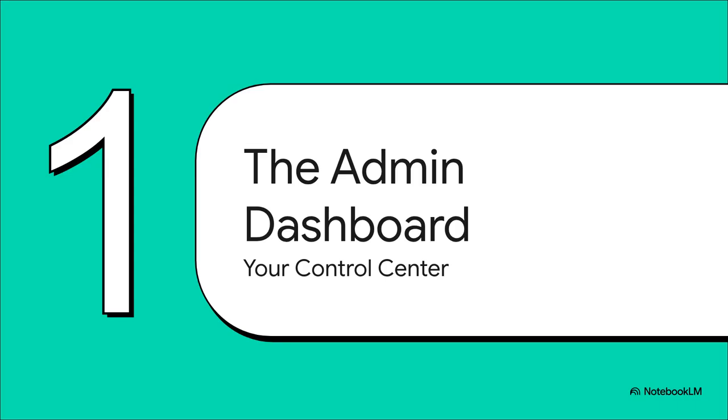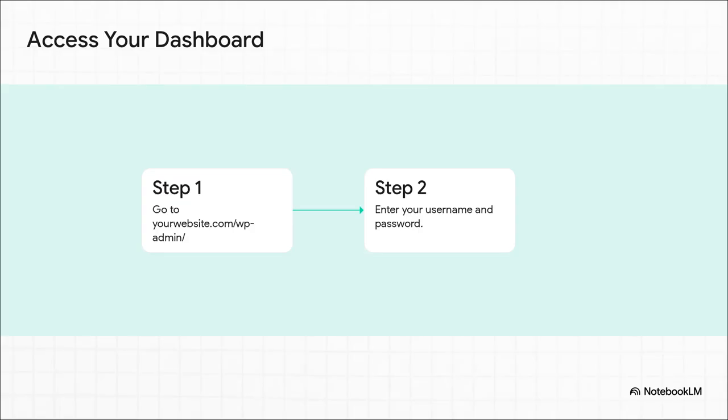All right, first stop on our tour, the admin dashboard. This is basically mission control for your entire website. And getting there is actually super simple. All you have to do is go to your website's address and just tack on /wp-admin at the end. From there, you just pop in the username and password we sent you, and boom, you're in. That's it. 2 little steps, and you've got the keys to the kingdom.